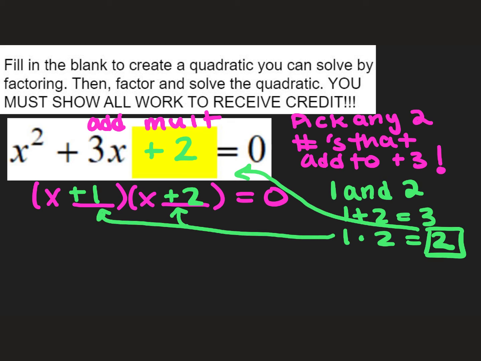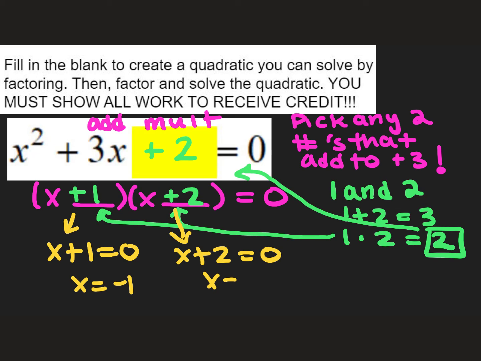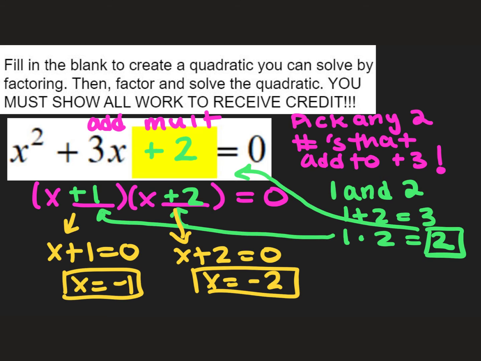Now I'm going to finish solving. So to do this, I would say, okay, I have x plus 1 equals 0, so I get x equals negative 1, and x plus 2 equals 0, so I get x equals negative 2. So your answers are negative 1 and negative 2. But again, your answers will vary for this problem.